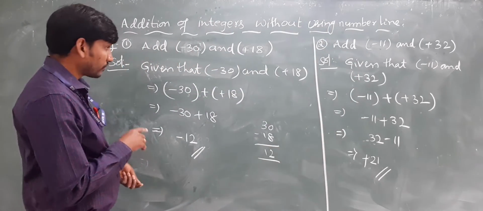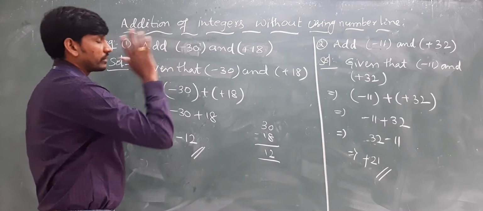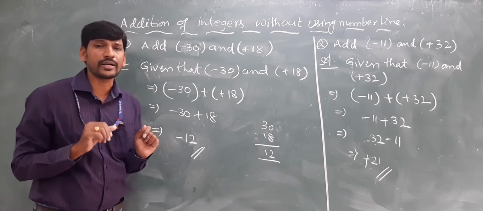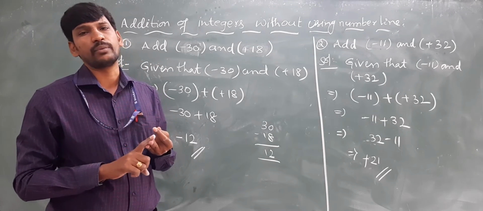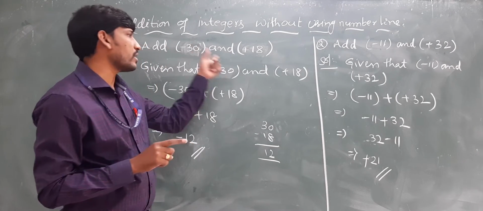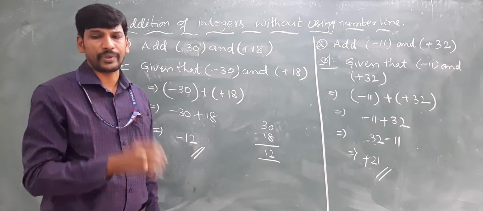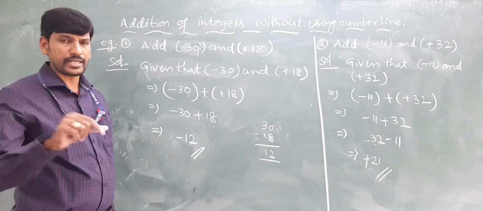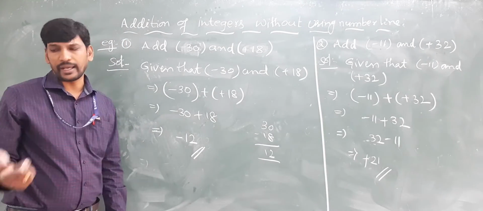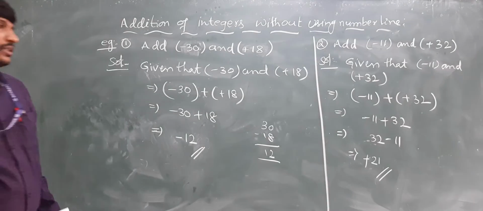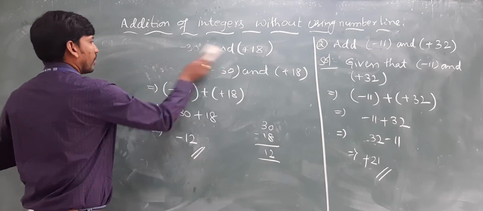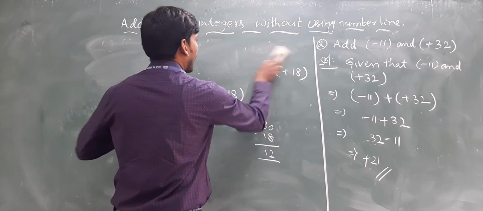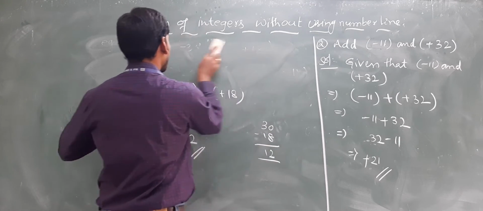Now, once again I am telling you, if both are positive, you should add. If both are negative also, we have to add both. If one is positive and one is negative, we need to do subtraction compulsorily. Let us discuss one more example by taking 3 or more integers which have different signs.